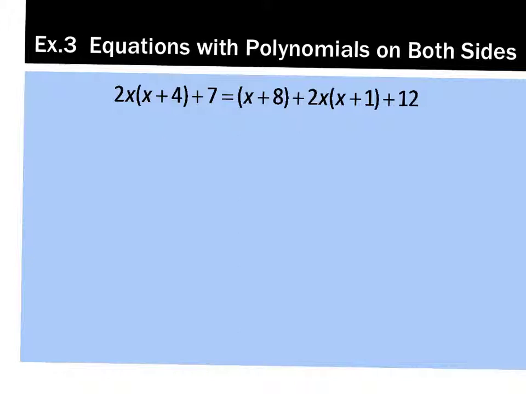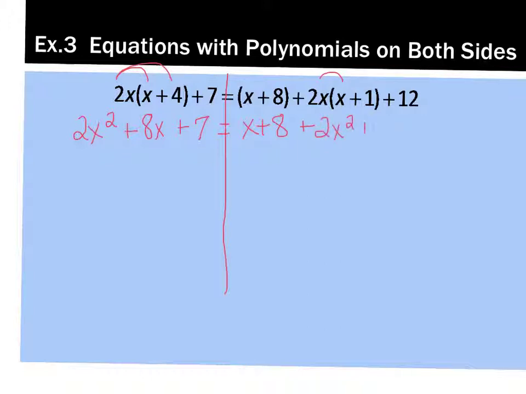We still have an equation, but what's different about this one than the last one is that we have polynomials on both sides. So what we're going to want to do is make sure that we distribute and do all of our simplifying on both sides and then go about solving our equation. So if you look at this one with me, we have 2x times the quantity x plus 4 plus 7. If we simplify this side, 2x times x is 2x squared, plus 2x times 4 is 8x, plus 7, and then over on the right hand side we would just have x plus 8, plus if we distribute the 2x here, 2x times x is 2x to the second, plus 2x times 1 is 2x, plus 12.